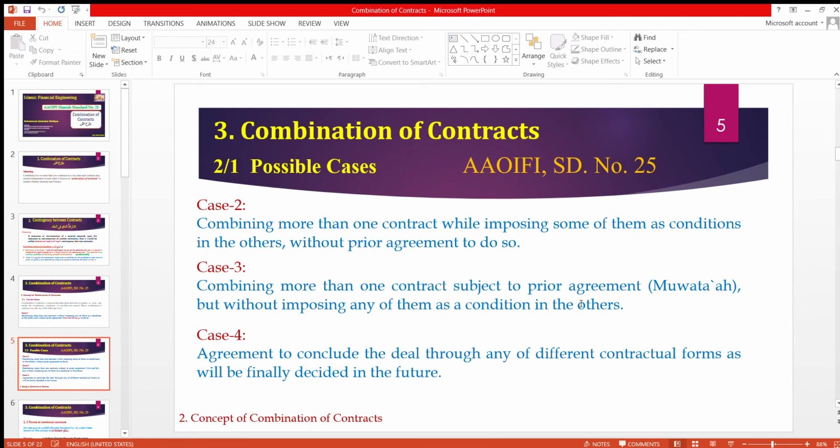After that, he said, I am running my business. Would you like to participate as a partner? He said, yes, I want to purchase your share. Then he paid him the capital as an investor, and he started the partnership. So in this case, there was a prior agreement that they will enter into these three contracts, but each contract is a separate contract, and no contract is conditioned on the other contract.